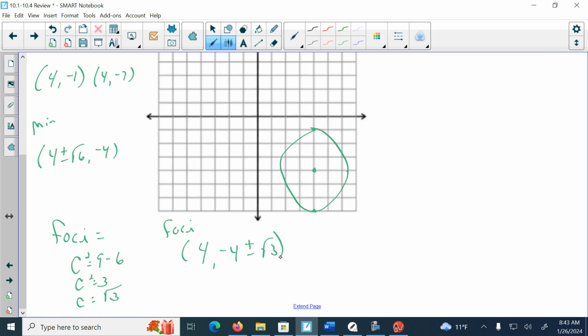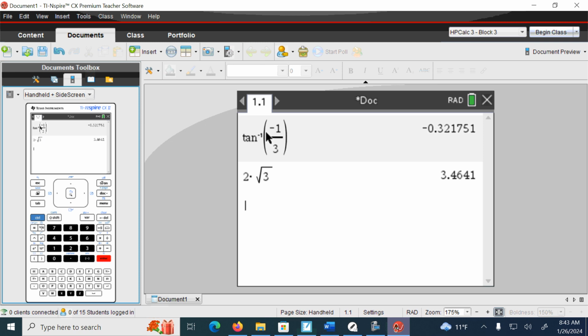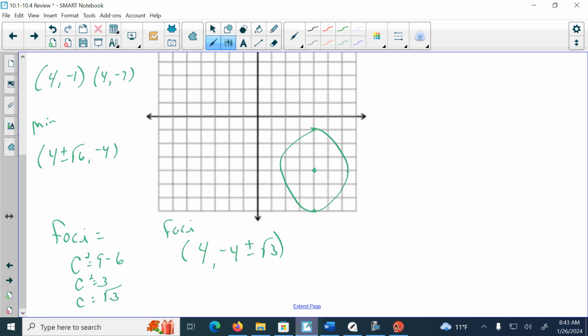And did I write it? No, I did not write it. It's about 1.7. So 1.7. There's my foci.